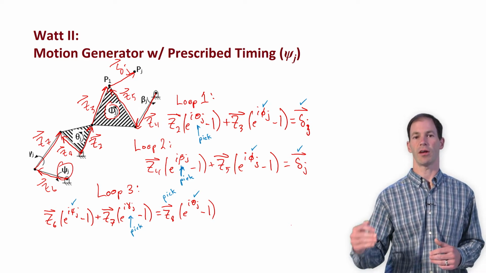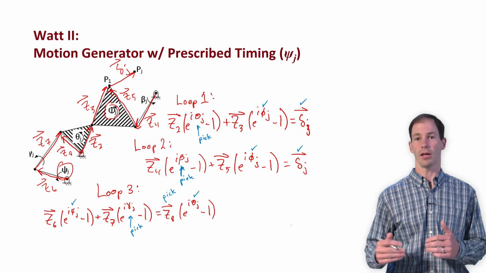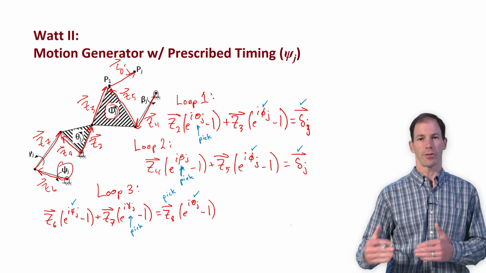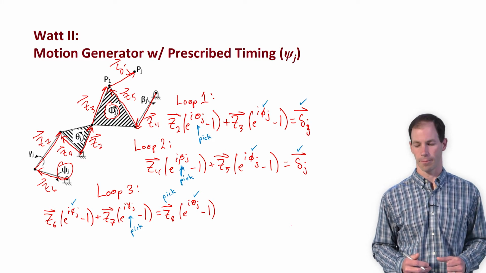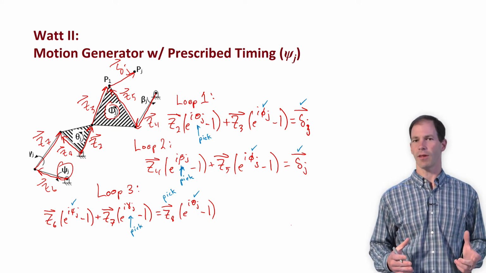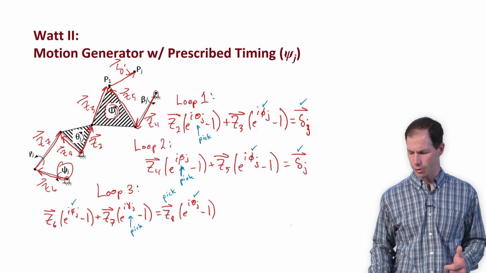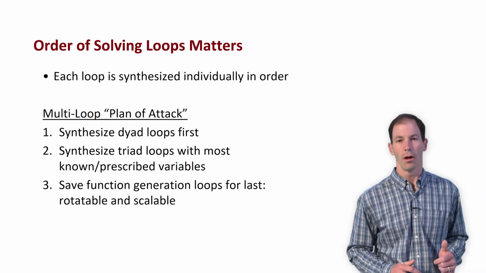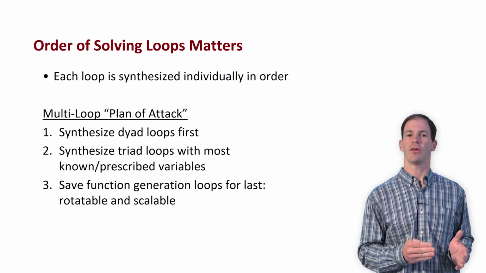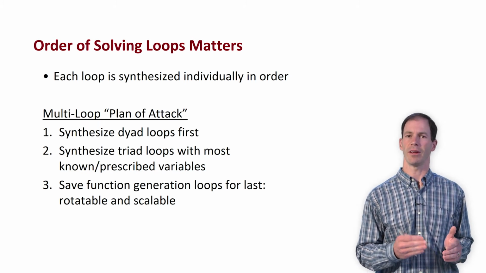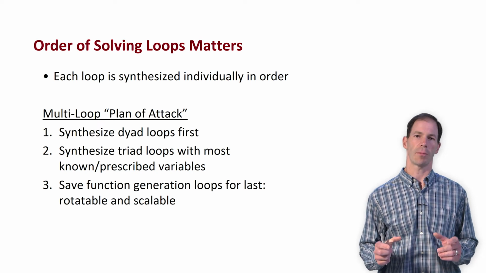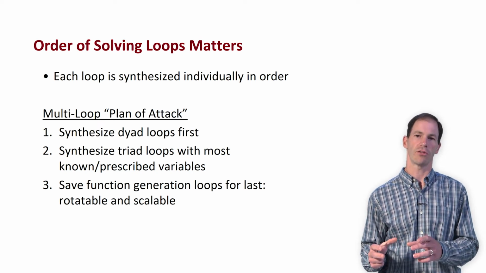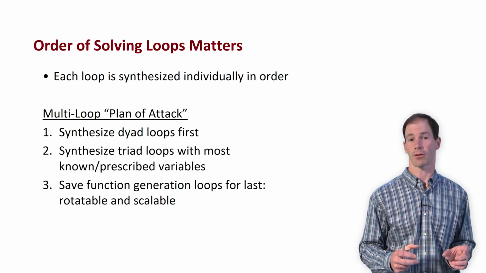So again, I would synthesize each one of these vector loops independently and then put them all together at the end and form this full 6-bar Watt-2 mechanism. So I've mentioned that the order is important. Let me now talk a little bit more about why that is. Because we're synthesizing each loop independently or individually, we need to pay attention to the order because in some cases, by synthesizing one part of the mechanism, it will then define the rotation of another vector.